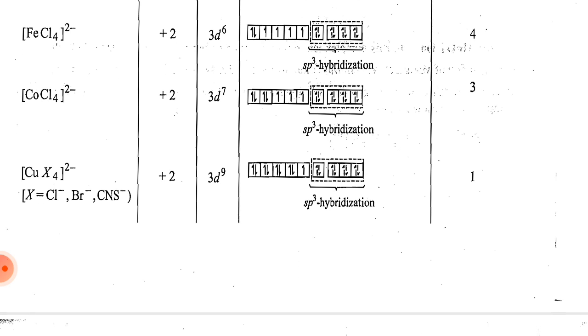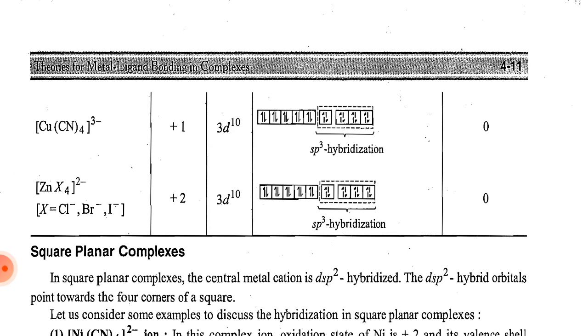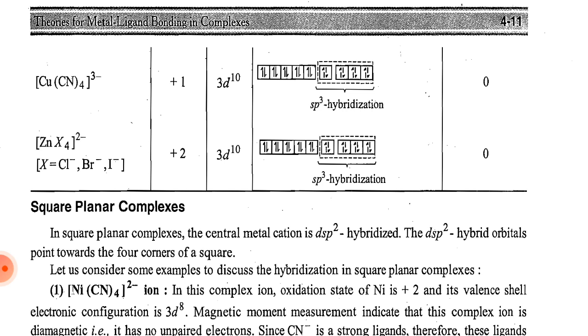CuX4 2-, X can be Cl-, Br-. The oxidation state of copper will be +2 and 3d will be 9. So X4 will share 8 electrons. sp3 hybridization will form. The number of unpaired electrons is 1. Then Cu(CN)4 3-, the oxidation state of copper will be +1, 3d will be 10. CN will share 8 electrons, sp3 hybridization will form. The number of unpaired electrons is 0.